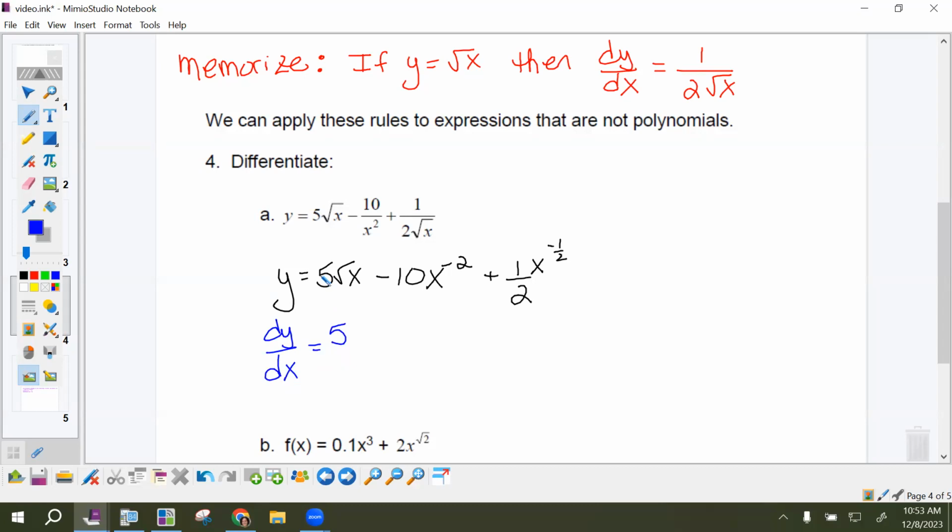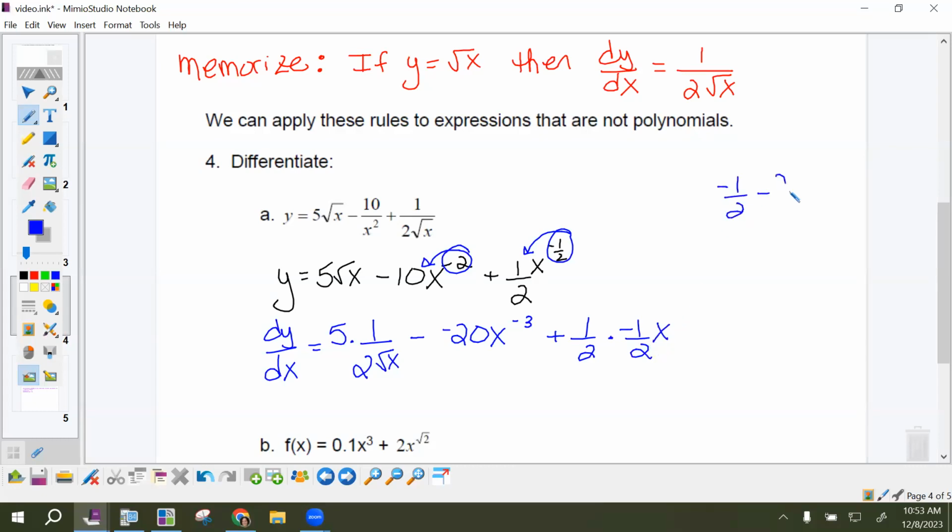The 5 coefficient stays. And then times the derivative of the square root is going to be times 1/2 root x. Minus, so then -2 times 10, -20, subtract 1. And then -1/2 times 1/2, I think I'll just write it like this. Subtract 1, -3/2.